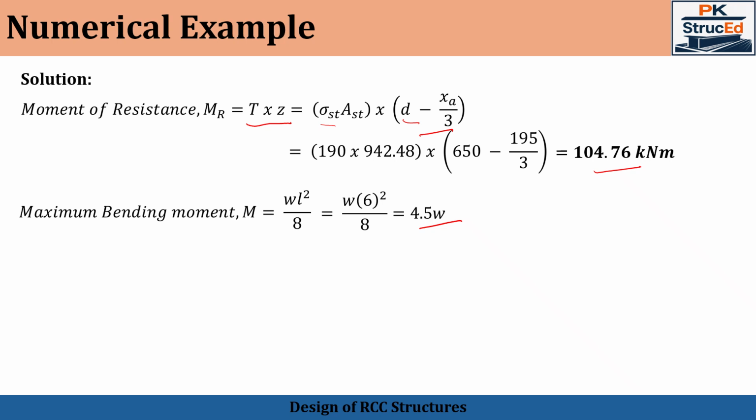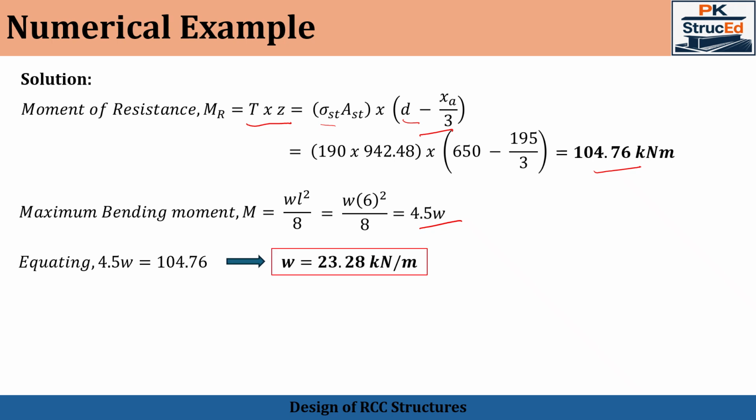So equating these two, that is the maximum bending moment and the moment of resistance, we will be calculating the total W. This W represents the total load which is acting on the beam. It has been calculated as 23.28 kilonewton per meter. But the question is, we need to find the safe load the beam can carry. That is nothing but the live load acting on the beam, which we are supposed to calculate. Since the total load is known, we will deduct the self weight of the beam so that the live load can be computed.